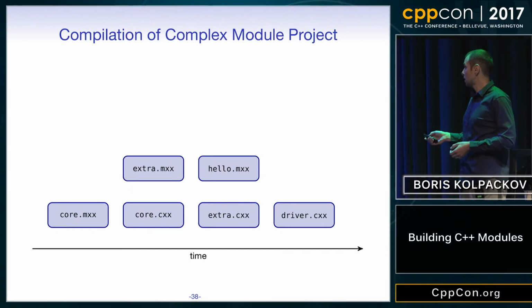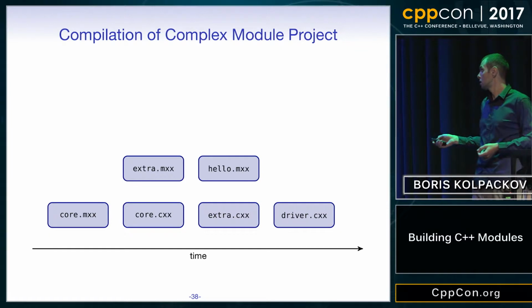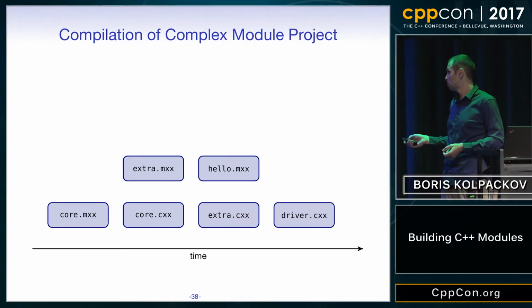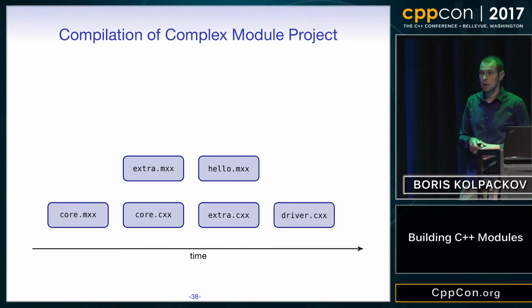In the second stage, we can start compiling extra, because it only depends on the BMI for core, as well as core's implementation unit. Similarly here, we can start compiling the interface BMI for hello, because it imports and re-exports these two, as well as the extra implementation unit. Finally, we can start compiling the consumer.